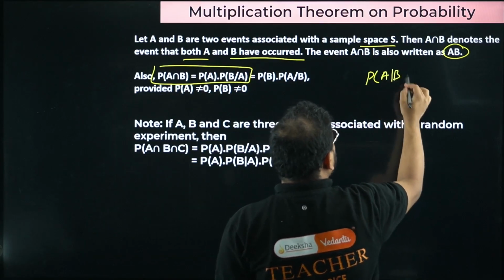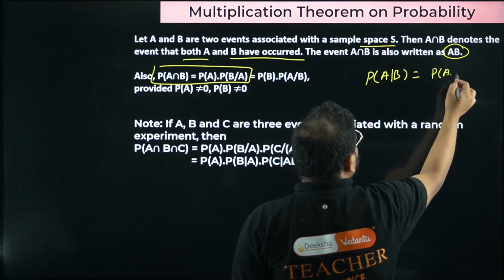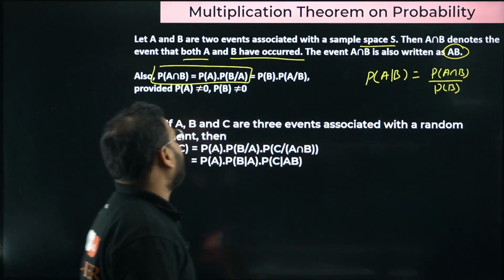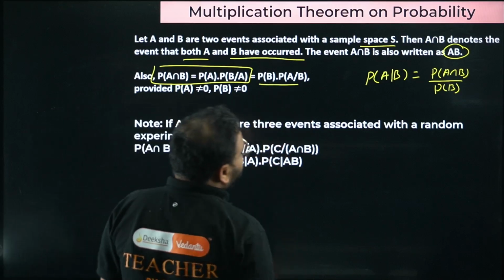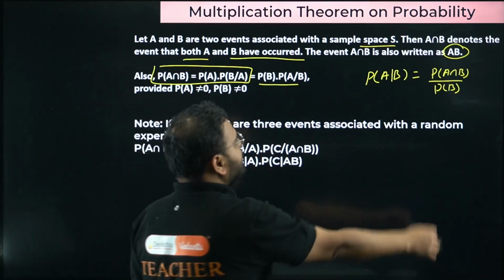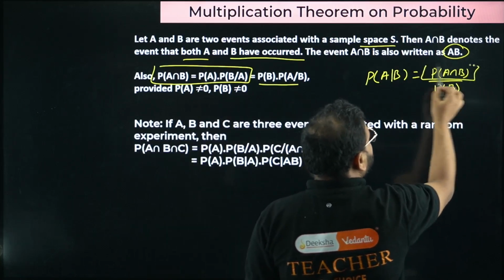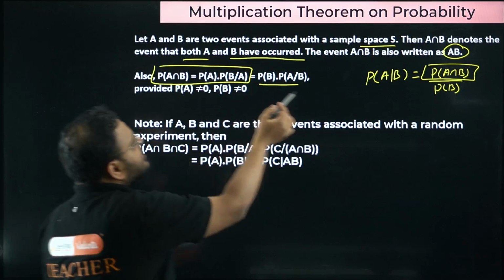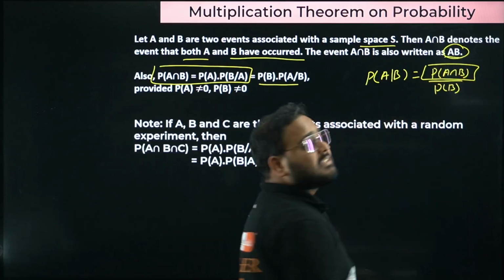So basically, where is this coming from? If you remember, P(A|B) is nothing but P(A intersection B) upon P(B). Multiply now. What do you get? P(B) into P(A|B), or P(A) into P(B|A), becomes equal to the probability of the intersection of A and B. And we can write P(A intersection B) simply as P(AB). You'll see where, don't worry.